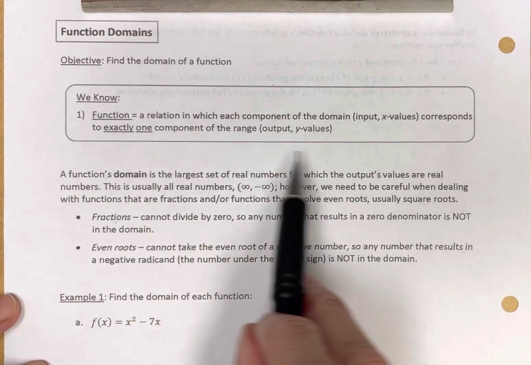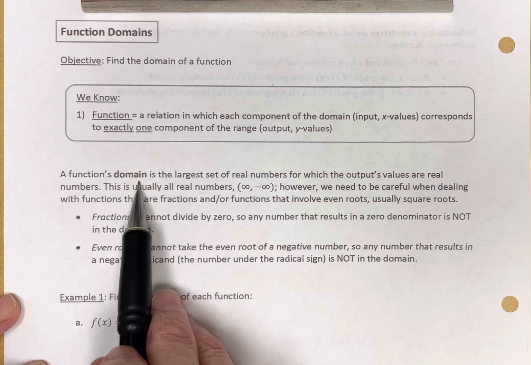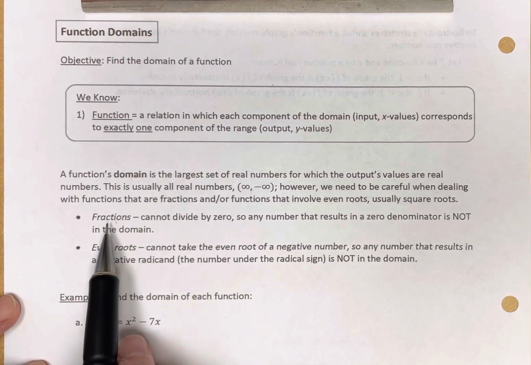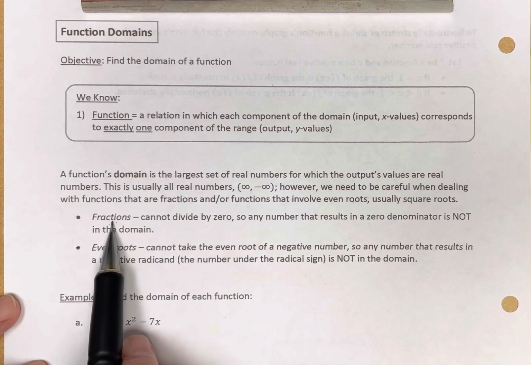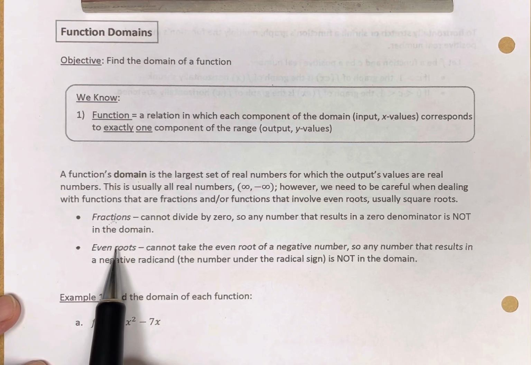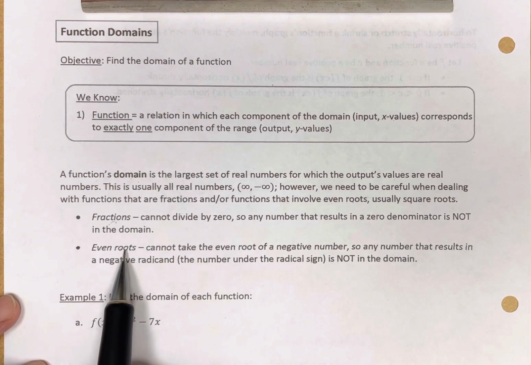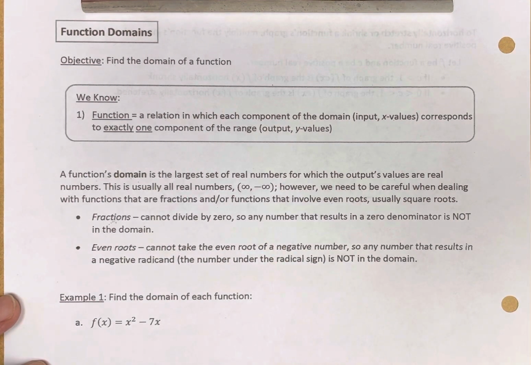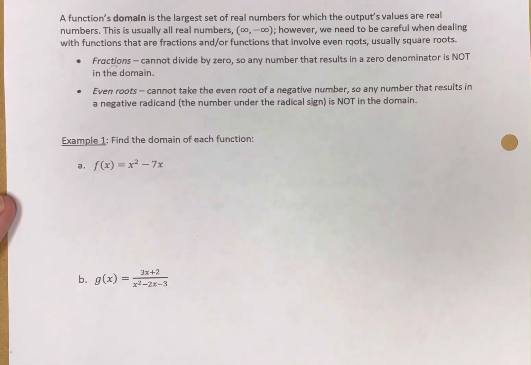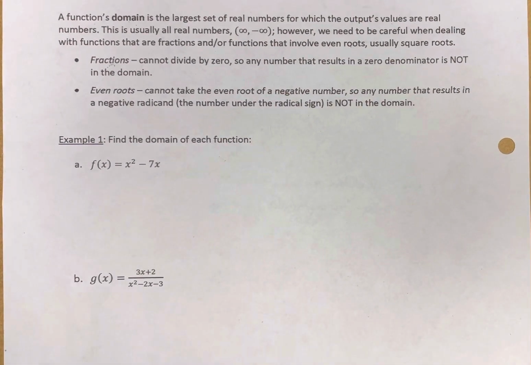Basically, when you see a function, if you've got a fraction, you need to be thinking, okay, the denominator cannot be 0. If you have an even root, you need to be thinking, the radicand, what's underneath the radical sign, has to be 0 or positive. It cannot be negative. Okay, let's take a look. So I've got a few examples for you.